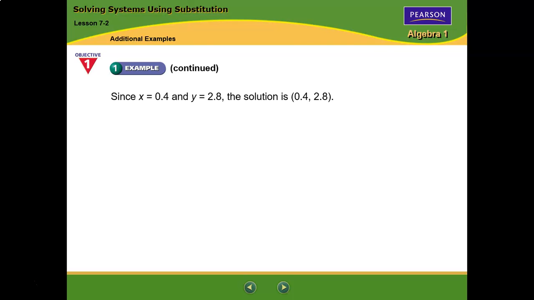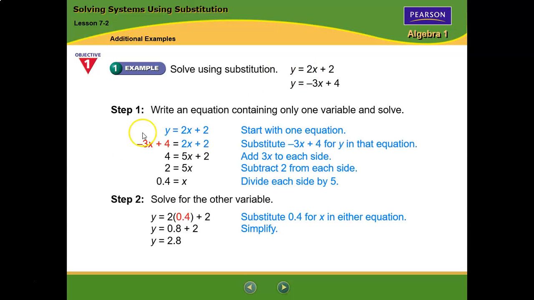Now, we only have to check it in one equation here, because let's go back for a second. You can see here that we used the equation y equals 2x plus 2 to get our answer for the y value. So we know that it checks in this first equation, y equals 2x plus 2. So we only have to check it in the one that we didn't use yet, which is y equals negative 3x plus 4.